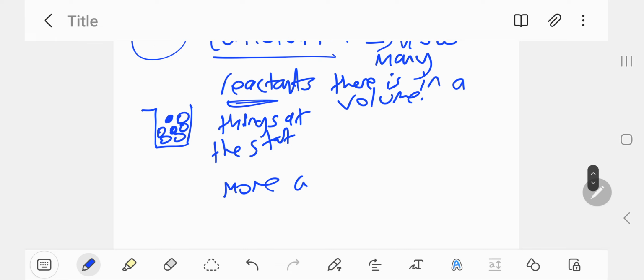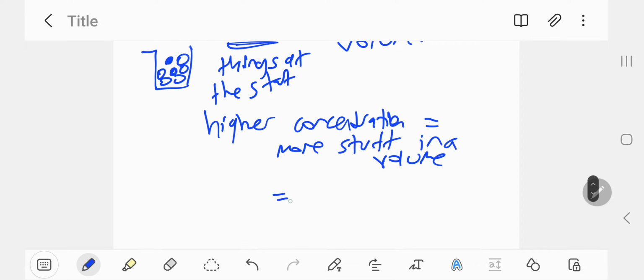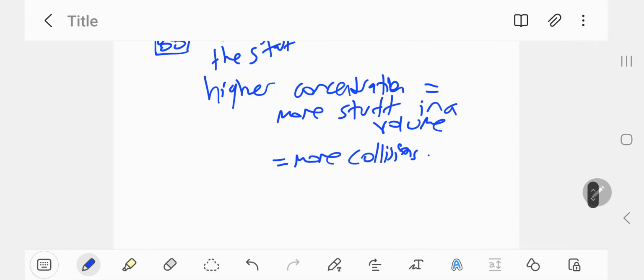And if you have a higher concentration, that equates to more stuff, more particles in a volume. And if there's more particles in a volume, that means there's more collisions. Think about a room full of people, let's say 10 people. If I keep putting more people into the room, there's going to be more collisions between people. People will start bumping into each other more, right? That's concentration. It's basically how much stuff there is in a particular volume. So more collisions, which equals faster reaction, quite simply.